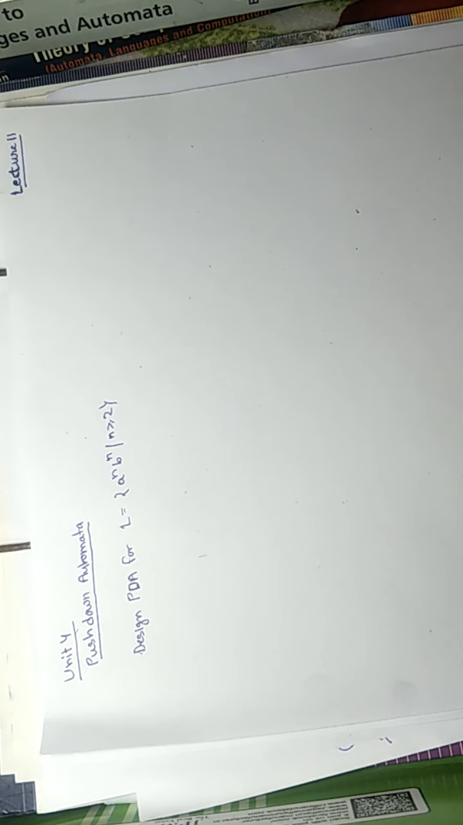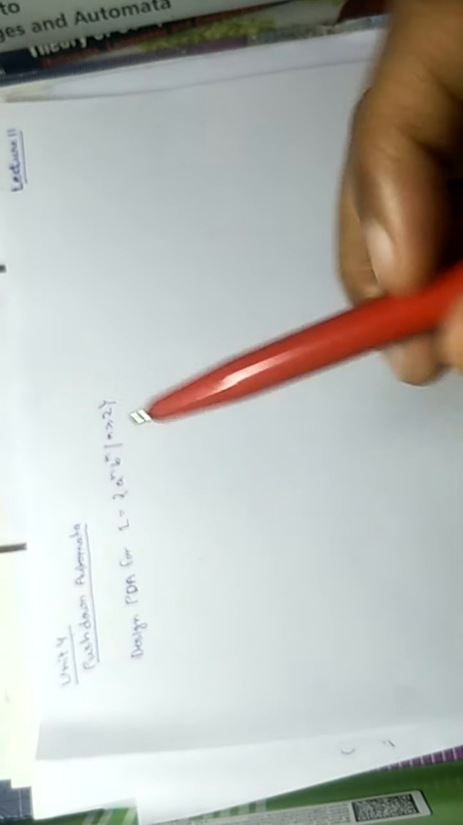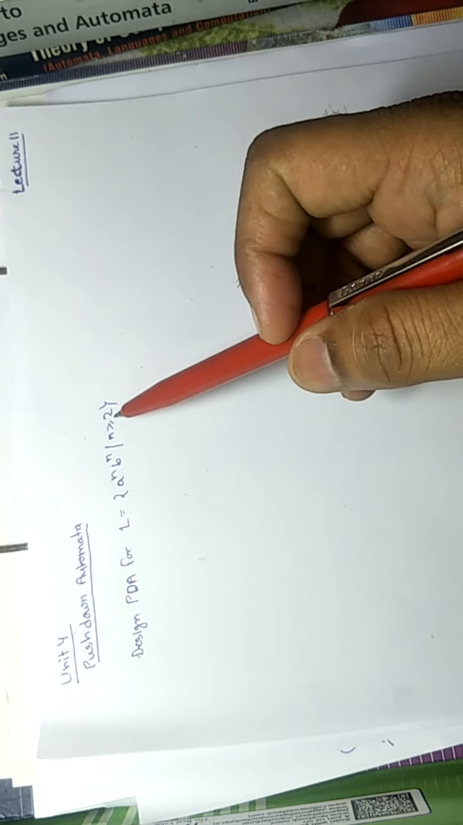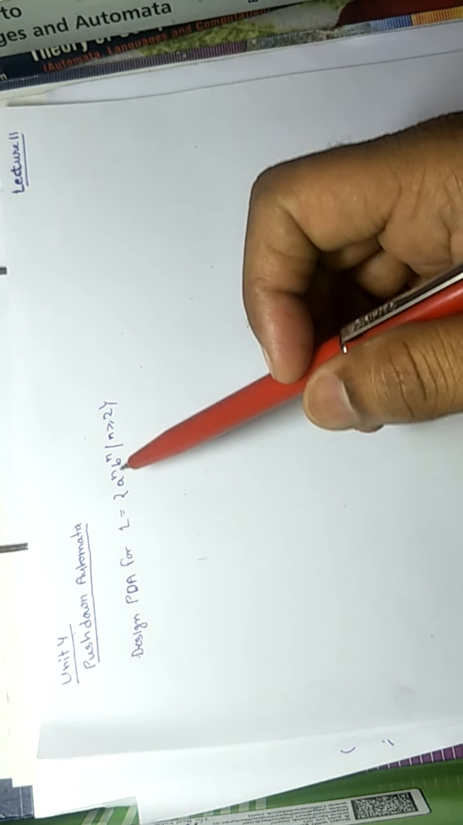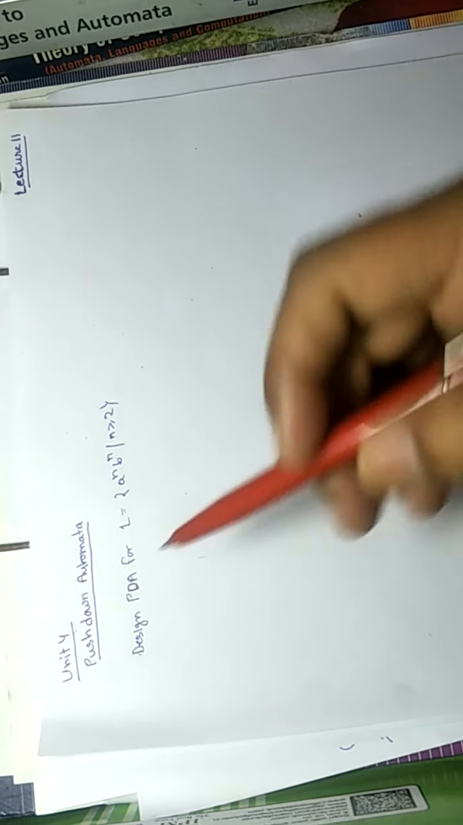Everyone, in lecture 11, we are going to design a PDA for a^n b^n where n is greater than or equal to 0. It can be designed in various ways. Let us look at the very first way. Here we need to ensure that n is greater than or equal to 2. It means that there are minimum 2 a's and minimum 2 b's.